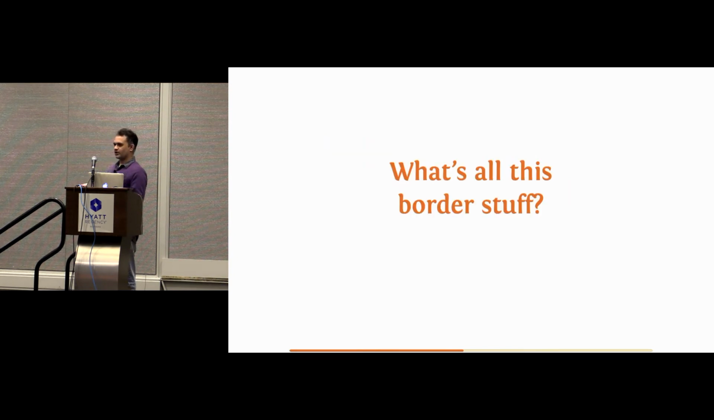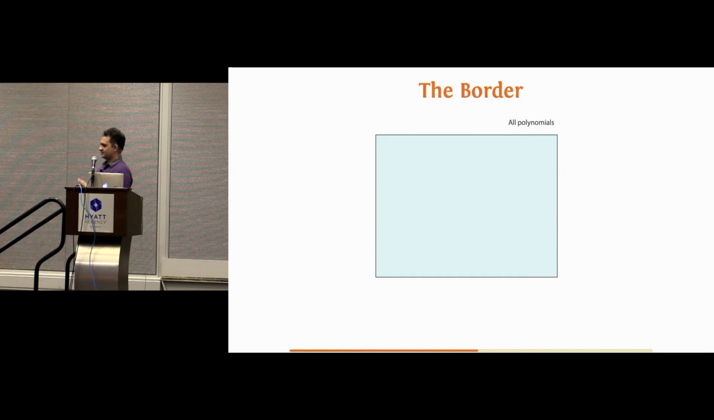So what's all this border stuff that we are talking about? I'll just spend 2 slides on this, not going into detail. Basically, the technicality is the following. Suppose you look at the space of all polynomials. There's this sort of blob of polynomials of small size that we care about.